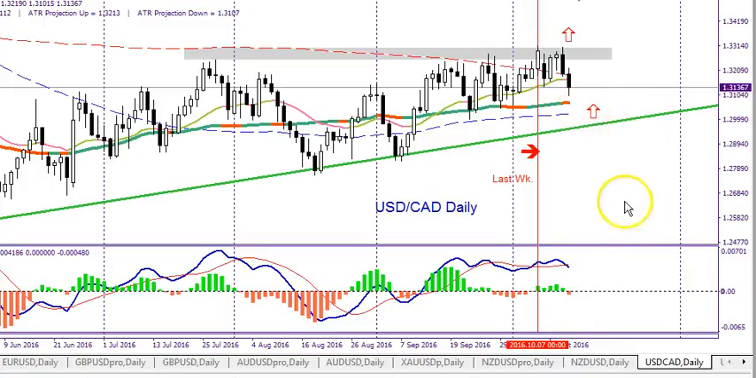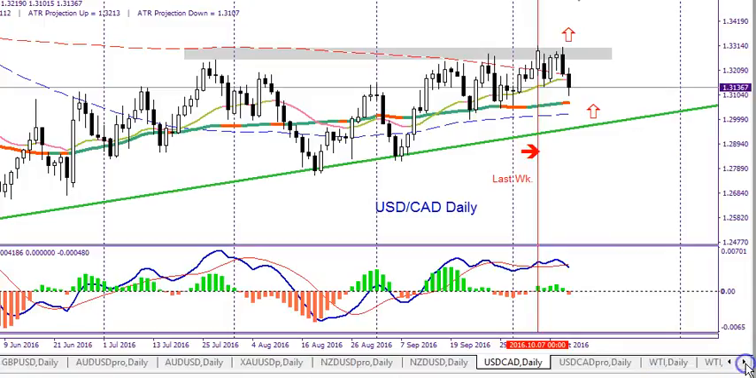You don't want to take a trade right now. You can also wait for a breakout above this gray rectangle, which is key resistance. Okay, if price goes higher, then you could look for a buy trade.